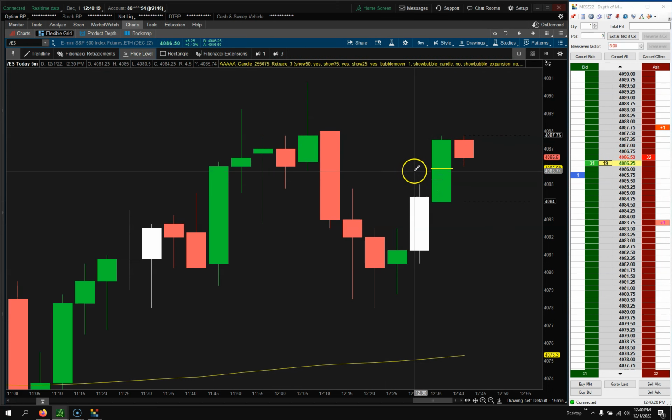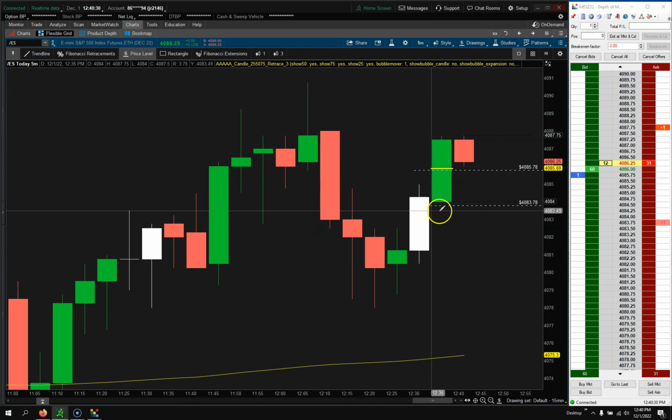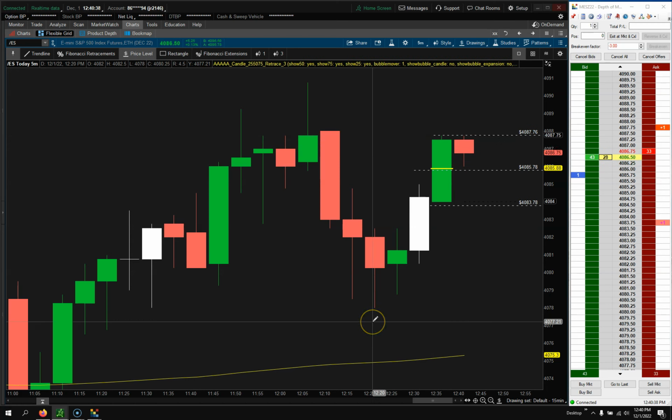Again, I want price to come down like it's doing, fill me there. My stop is 1 tick below this candle's low because we should not break below. And then my target is going to be 87.75, which looks like it's this high right here. So let's watch this, see if it plays out, see how we're starting to pull back.